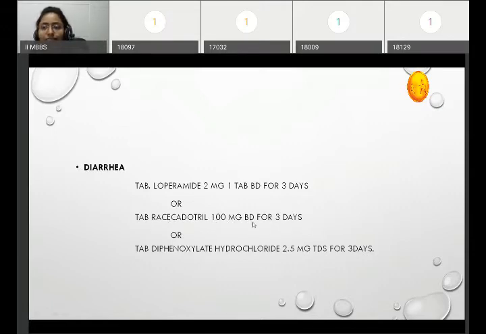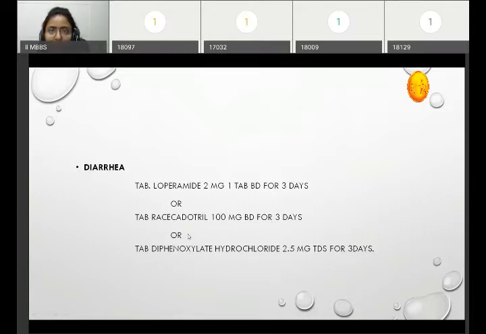Now students, if during this lecture session anybody wants to ask me any type of question, you just message me here. And the dose of this drug, racecadotril, is about 100 milligram twice a day for 3 days. You have to give this.